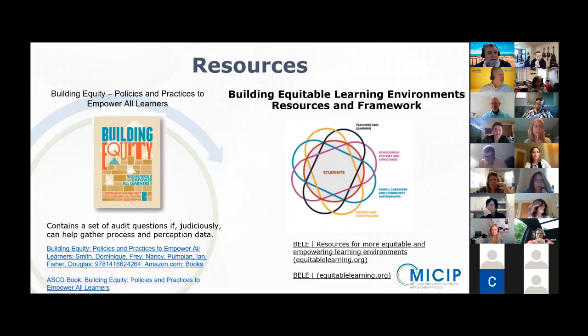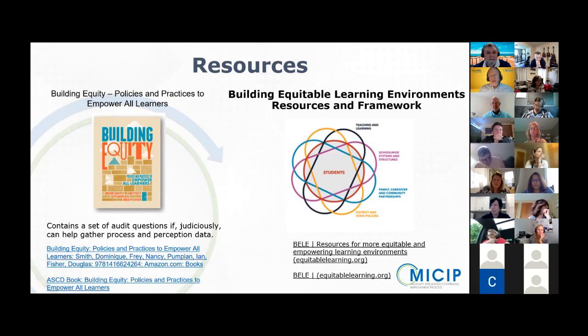Couple more. First of all, some of you may have seen the ASCD book around building equity policies and practices to empower all learners. Fisher and Frey, who are engaged in lots of other topics, including literacy, were some of the authors of this book. The reason that I brought that up, it's a good book, but at the very end, it contains a set of audit questions that, if used judiciously, can help gather process and perception data, because as I mentioned, it's critical that we do that, not just from our own perspective, but from the perspective of those that are actually being impacted by maybe lack of equity.